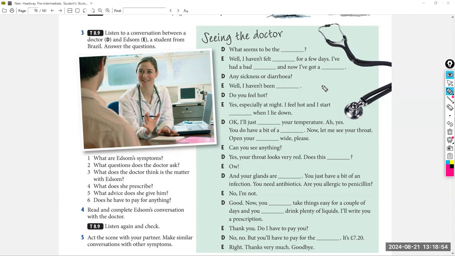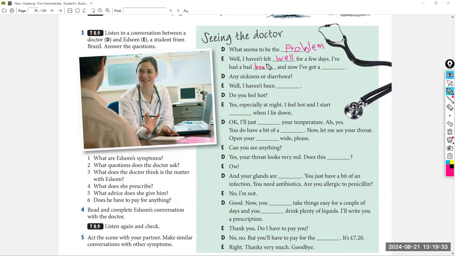Tape script 8.9. At the doctor's. What seems to be the problem? So what seems to be the problem? What is your problem? What is the problem? Okay. Well, I haven't felt well for a few days. I haven't felt well for a few days. Okay. I've had a bad headache. I've had a bad headache.